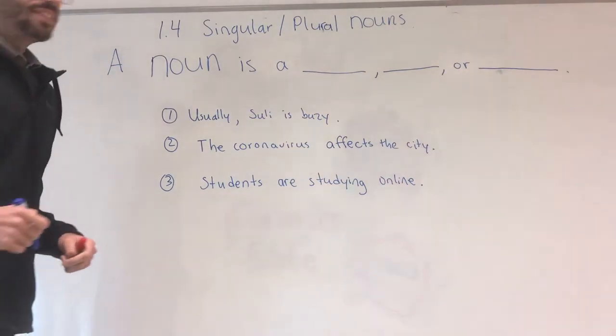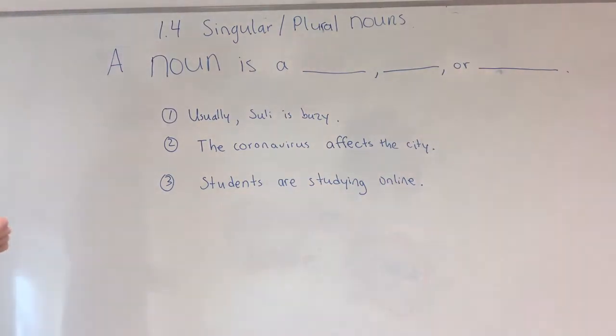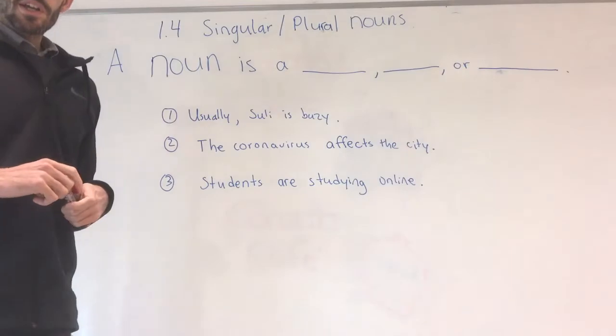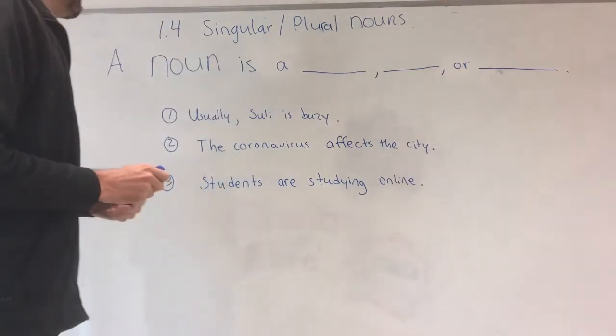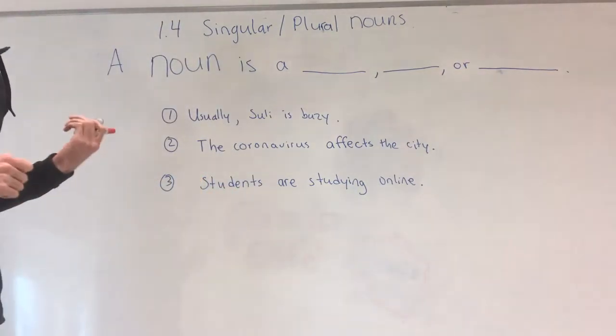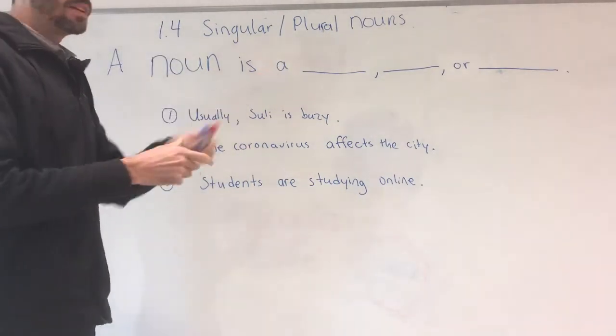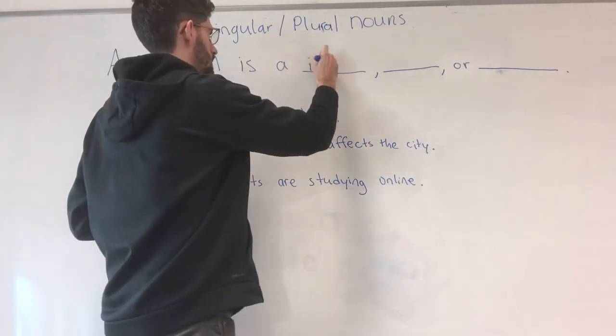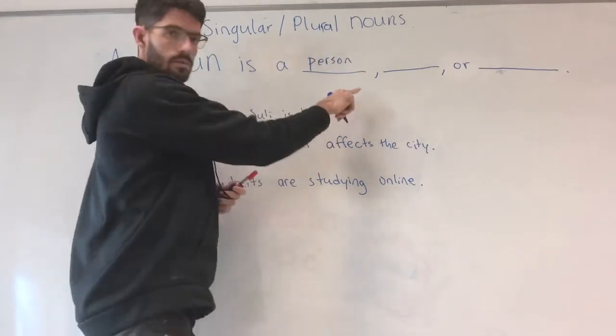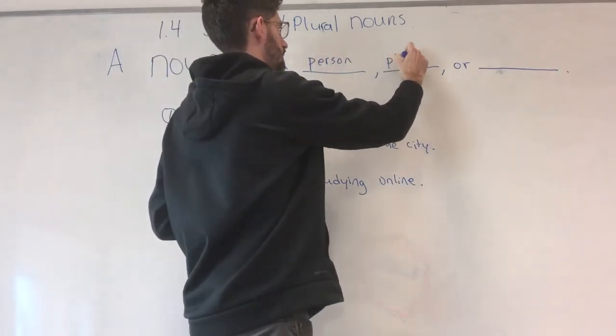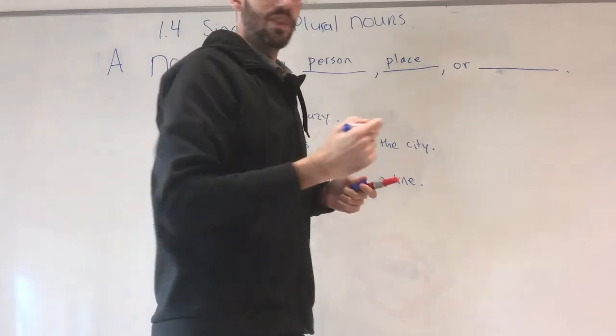Okay, this is in Azar chapter 1.4, singular and plural nouns. So first, what's a noun? A noun is a person, place, or thing.